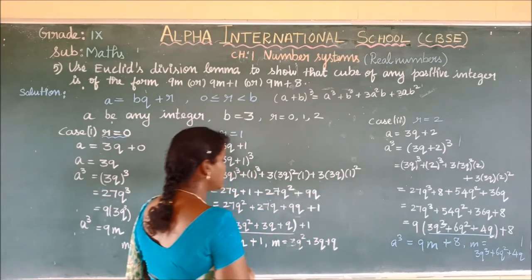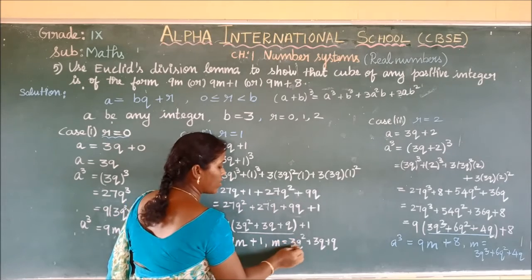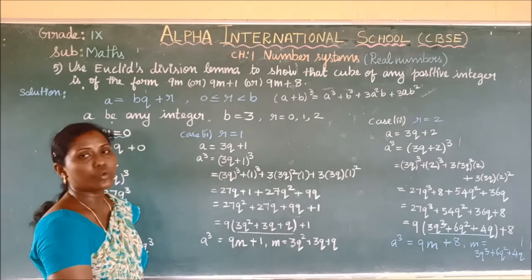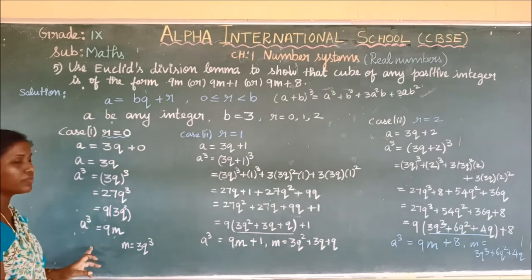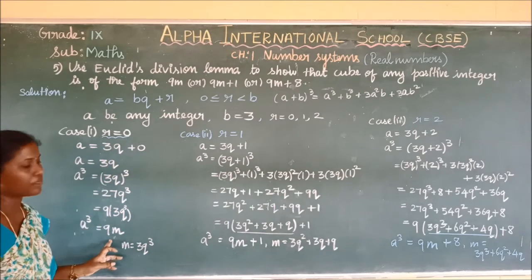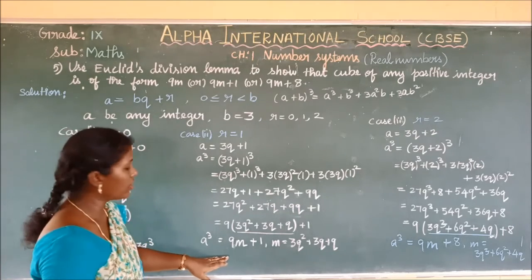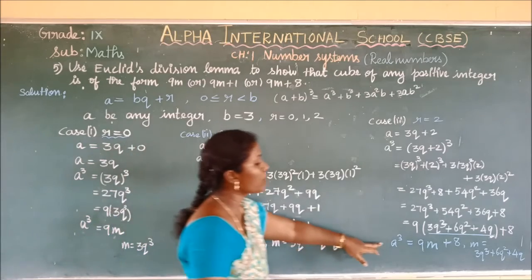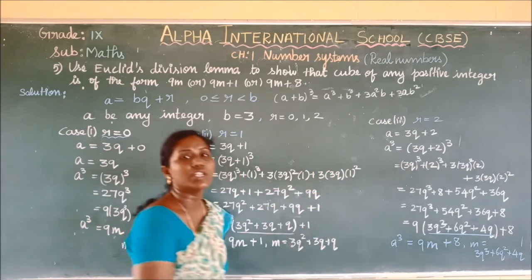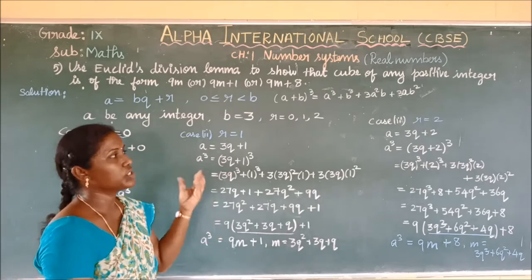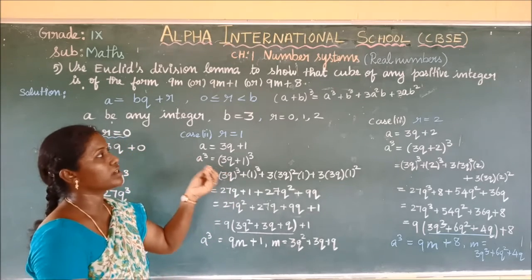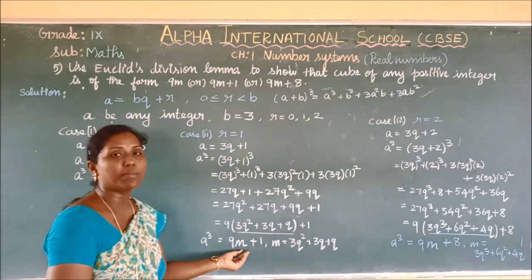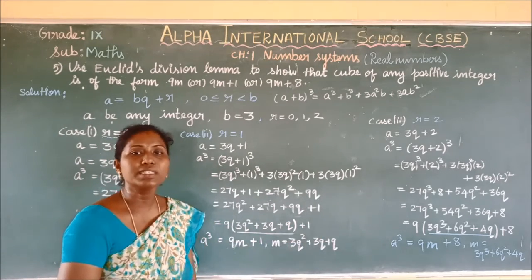So see, in these three cases, we are having the cube of positive numbers. In the first case, we are taking the first positive number and we are getting it in the form of 9m. And here, if we cube, we are getting the form 9m plus 1 for some integer m. In the third case, we are getting the form 9m plus 8 for some integer m. So it is shown that the cube of any positive integer is in the form of 9m or 9m plus 1 or 9m plus 8.